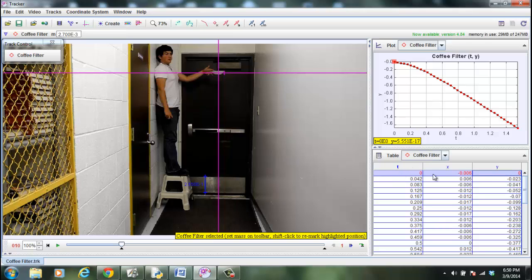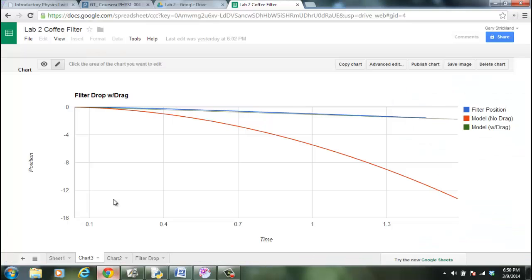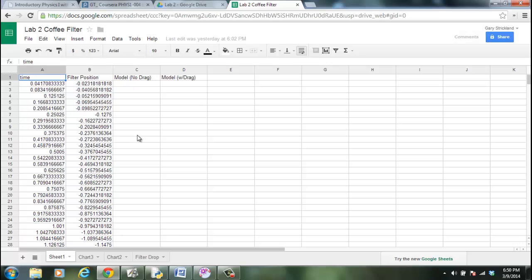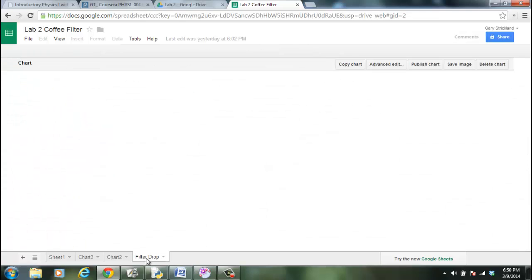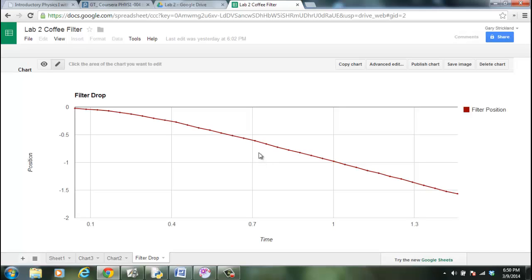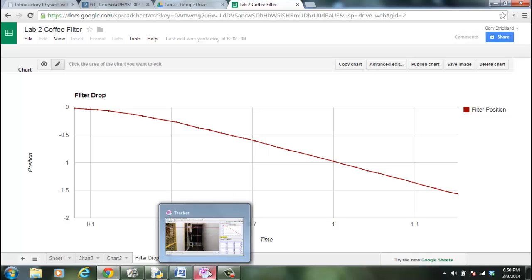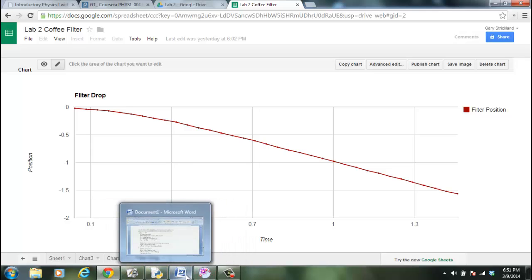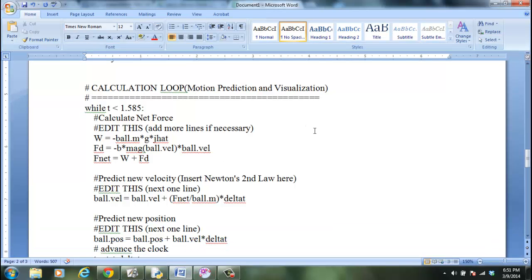I took the time and the Y position data from Tracker and inserted that into a Google document, as you can see here. The first graph I did, I wanted to just take a look at the position of the coffee filter itself, and then from there we'll proceed into the code. We wrote code starting with the Lab 2 starter program, and in the interest of time, I'm going to stick to just the calculation loop.